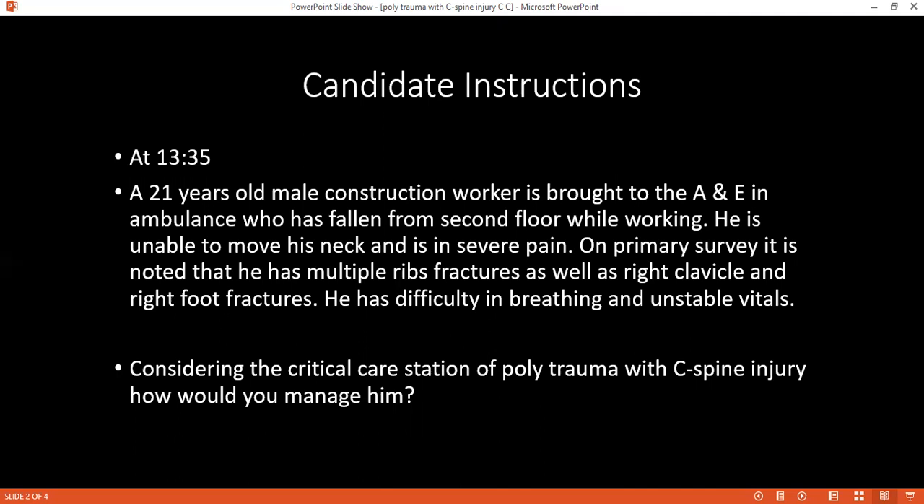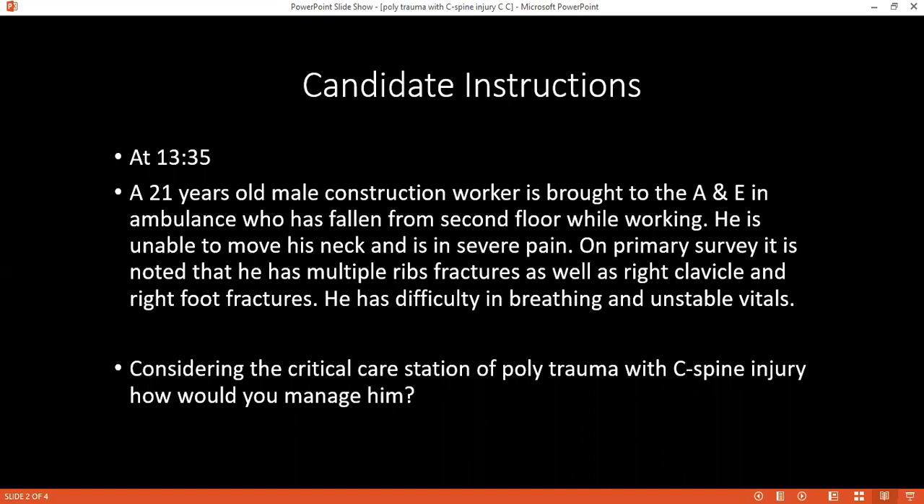What are the investigations that you'll ask for this patient? I will do serial X-ray of the cervical spine, then chest X-ray, then pelvic X-ray. Anything else? Any other investigation you'll ask for? First, ma'am, focused assessment with sonography for trauma.